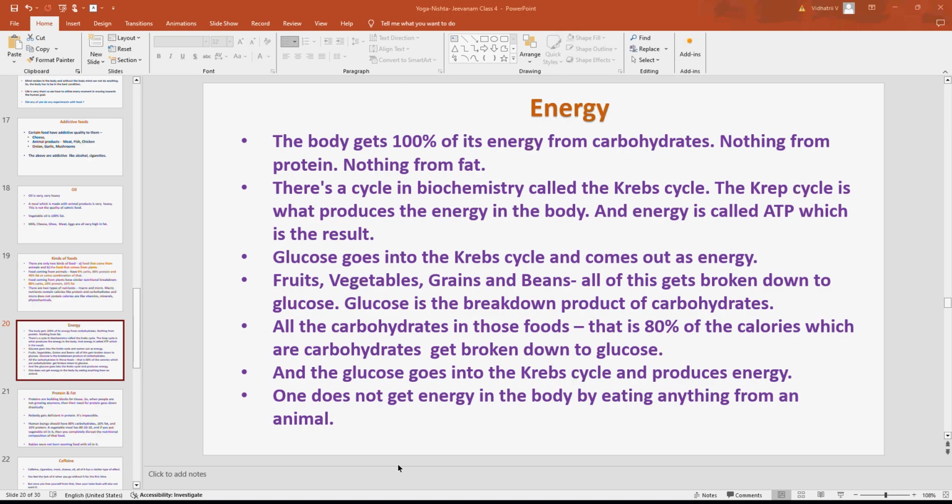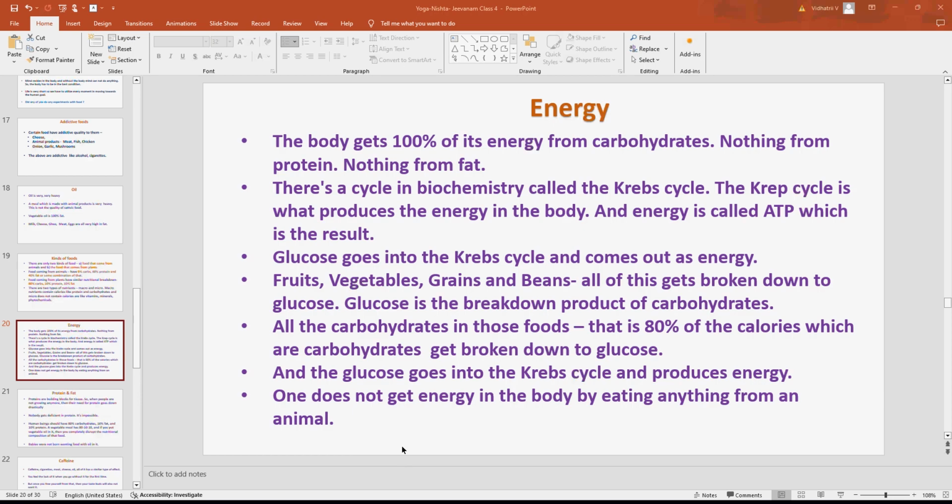If it comes from plants, 80% of the calories are carbohydrates, which get broken down to glucose and which creates energy. And if it comes from animals, zero carbohydrates, zero energy. You don't get any energy. So the only thing that we get is the protein and the fat, and neither of these can easily be broken down to glucose, which is the only ingredient that can produce energy in the body.